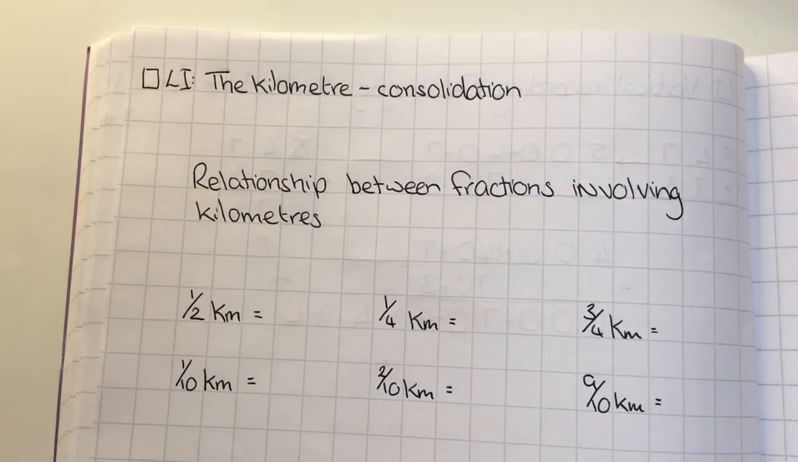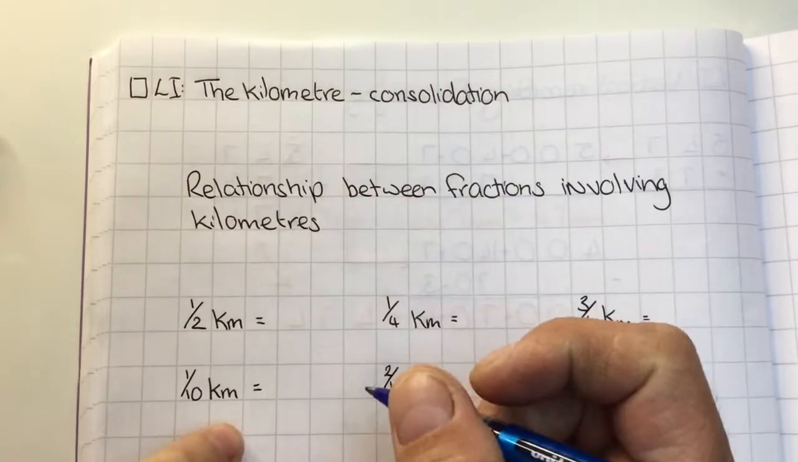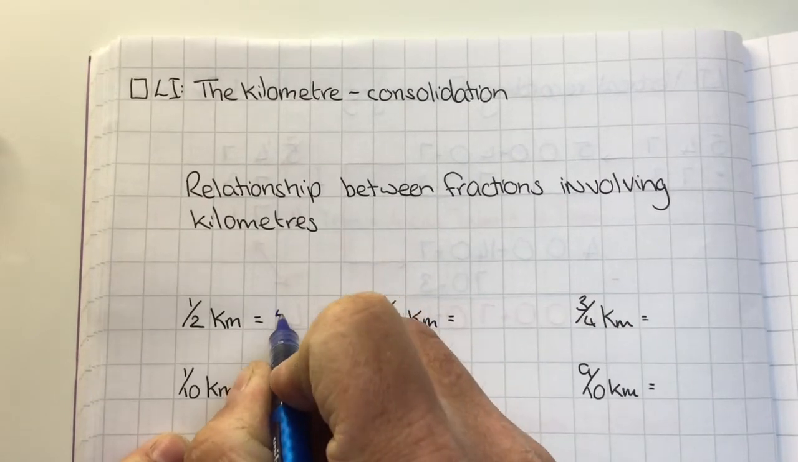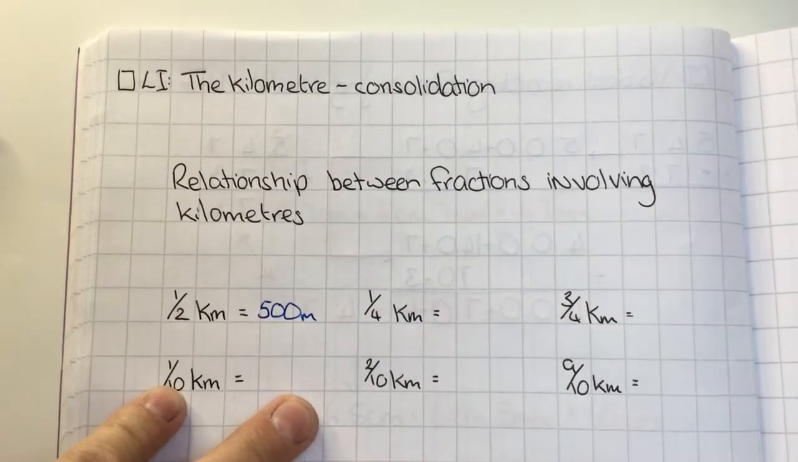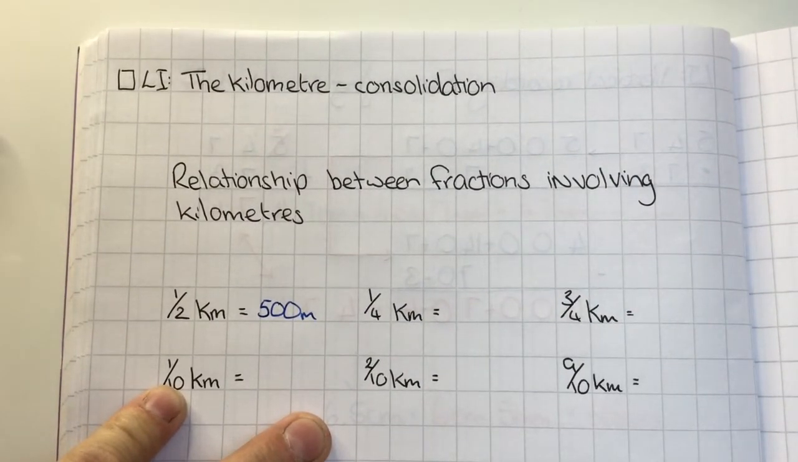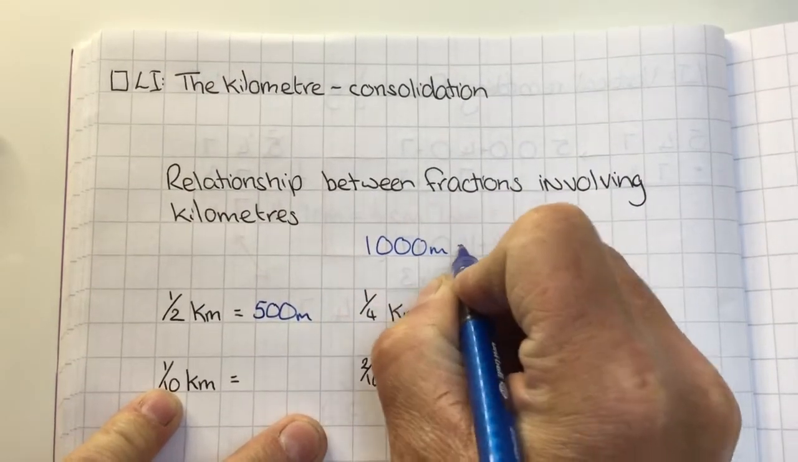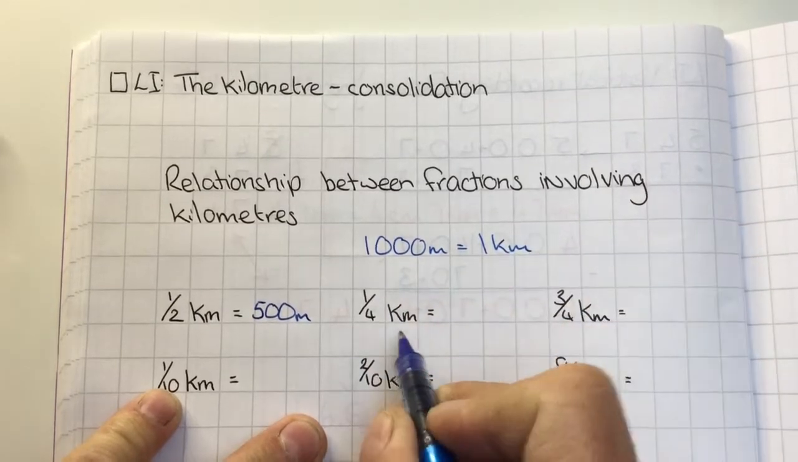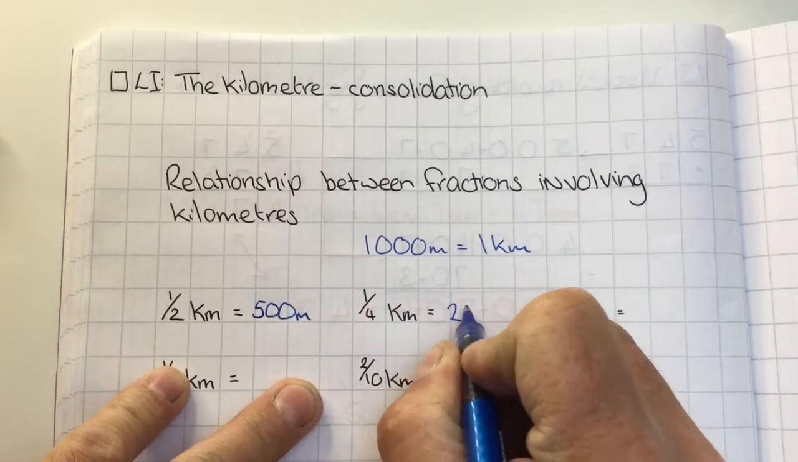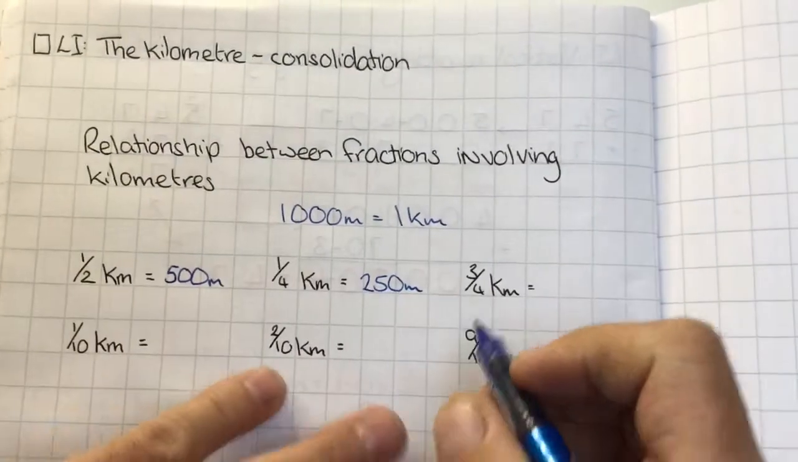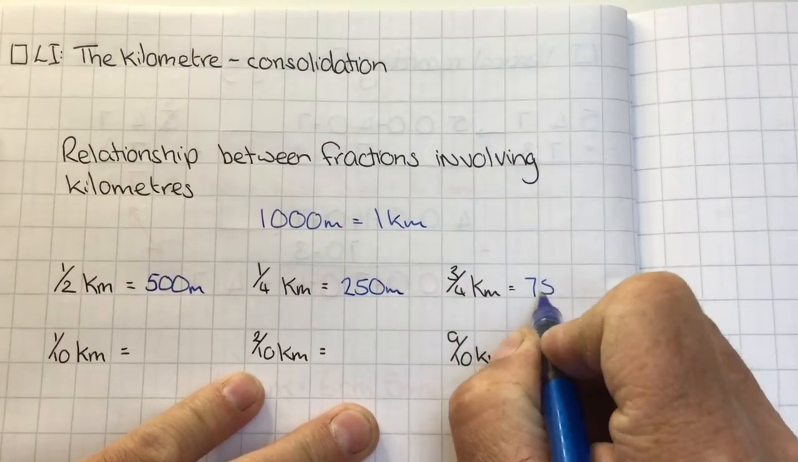So, for example, here I have half a kilometre, and half a kilometre, you should be able to recall quite quickly, would be 500 metres. A quarter of a kilometre then? Well, let me ask the question, I forgot. How many metres in a kilometre? Of course, there are 1,000 metres in a kilometre. So if I have a quarter of a kilometre, it's going to be a quarter of 1,000, which should be 250 metres. 3 quarters then would be 3 times the quarters, 750 metres.